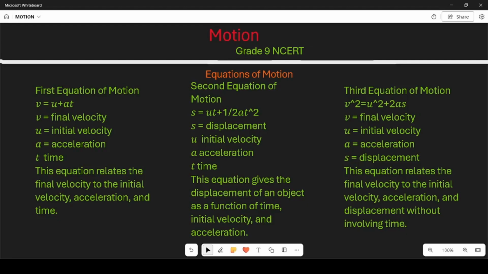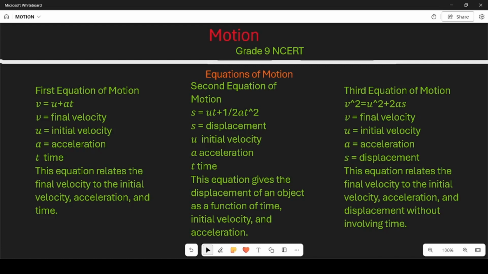Okay, now let's discuss equations of motion. There are 3 equations of motion given in your textbook. When an object moves along a straight line with uniform motion, it is possible to relate its velocity, acceleration during motion, and the distance covered in a certain time interval by a set of equations known as equations of motion. So that's the line given in your textbook.